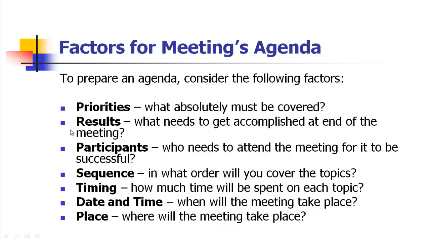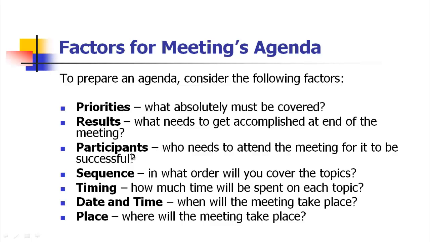The second is the results. What needs to get accomplished at the end of the meeting? So what are the results you want to achieve? That is what you want to identify, or want to accomplish. So that's what you want to communicate to your members, and that's why you call the meeting. So that could be one of the main factors for the meeting agenda.